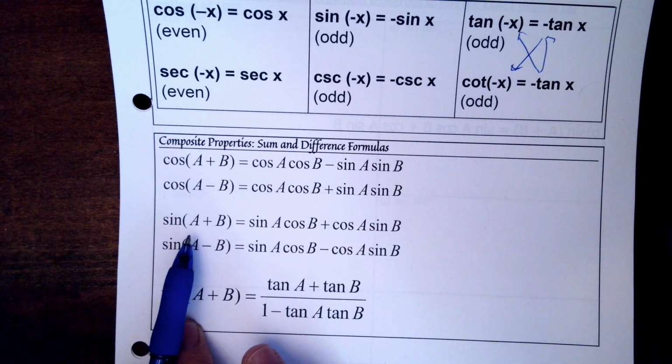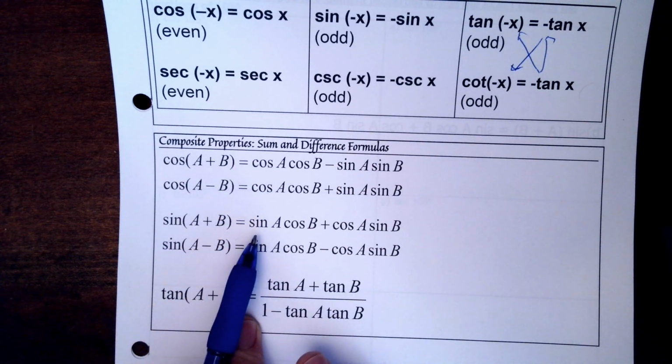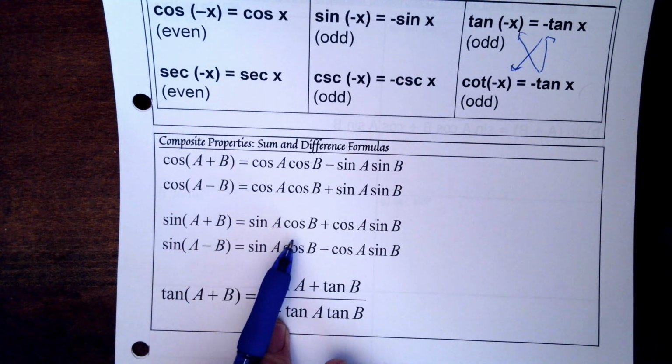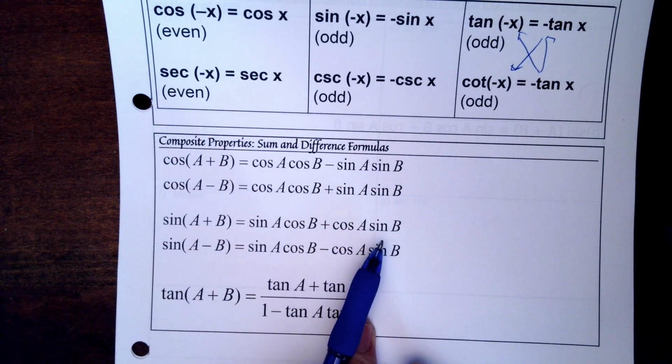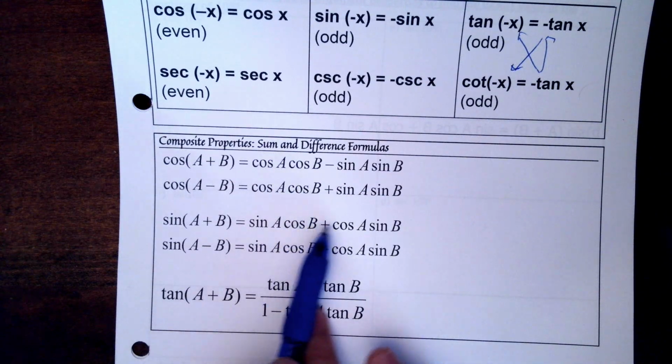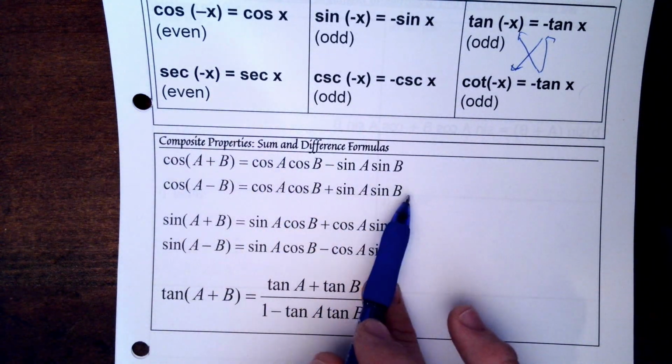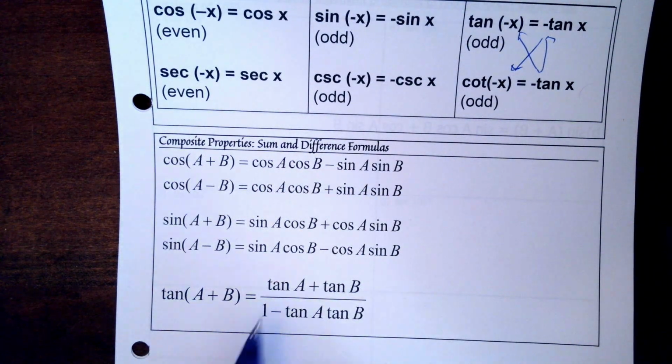So the sine of an angle plus the second angle would be the sine of the first one times the cosine of the second one plus the cosine of the first one times the sine of the second one. It always goes first angle, second angle, first angle, second angle, all through all of these. Same thing with down here with the tangents and on the next page.